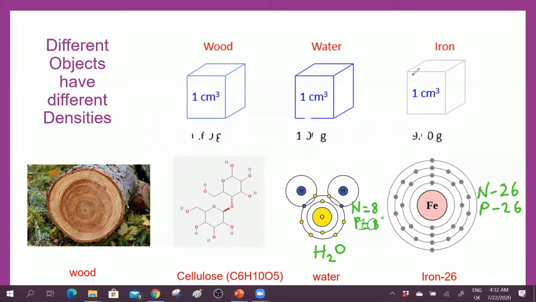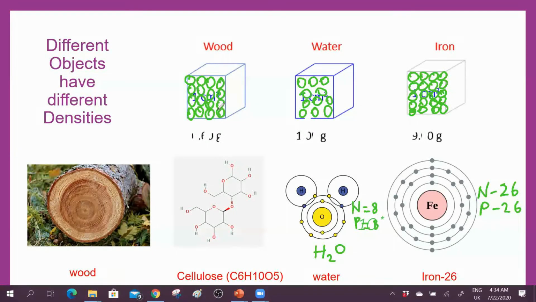If you consider the atomic structure of 1 cubic centimeter of iron, and if you consider the molecules of water, they don't have a regular lattice and structure. Similarly, if the wood is solid, 1 cubic centimeter of wood has a regular structure because it is solid, but the particles are far apart as compared to iron. That is how we can compare iron, water, and wood.